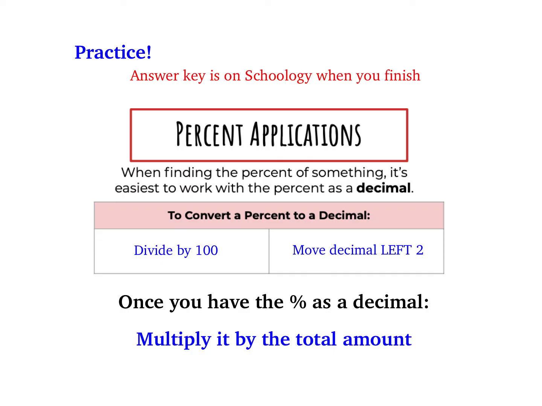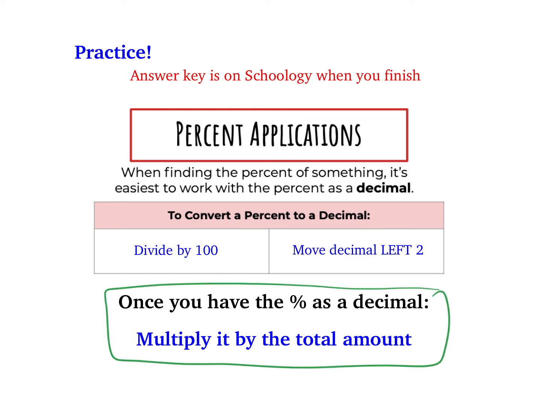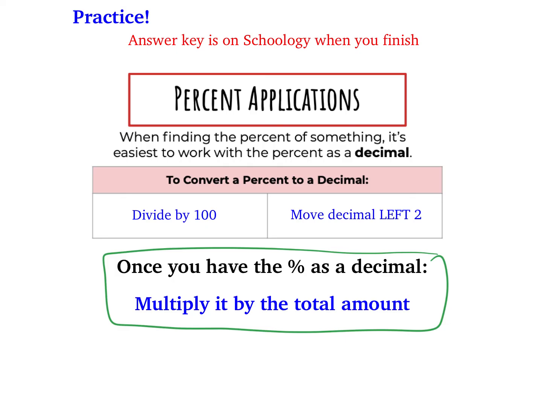So hopefully all your notes are filled out. Once you finish watching this video, you're going to get a paper to practice this. The main idea and what I really want you to walk away with is once you have that percentage as a decimal, you multiply it by the total amount. So again, the main takeaway from here is first get your percent as a decimal and then multiply it by your total.